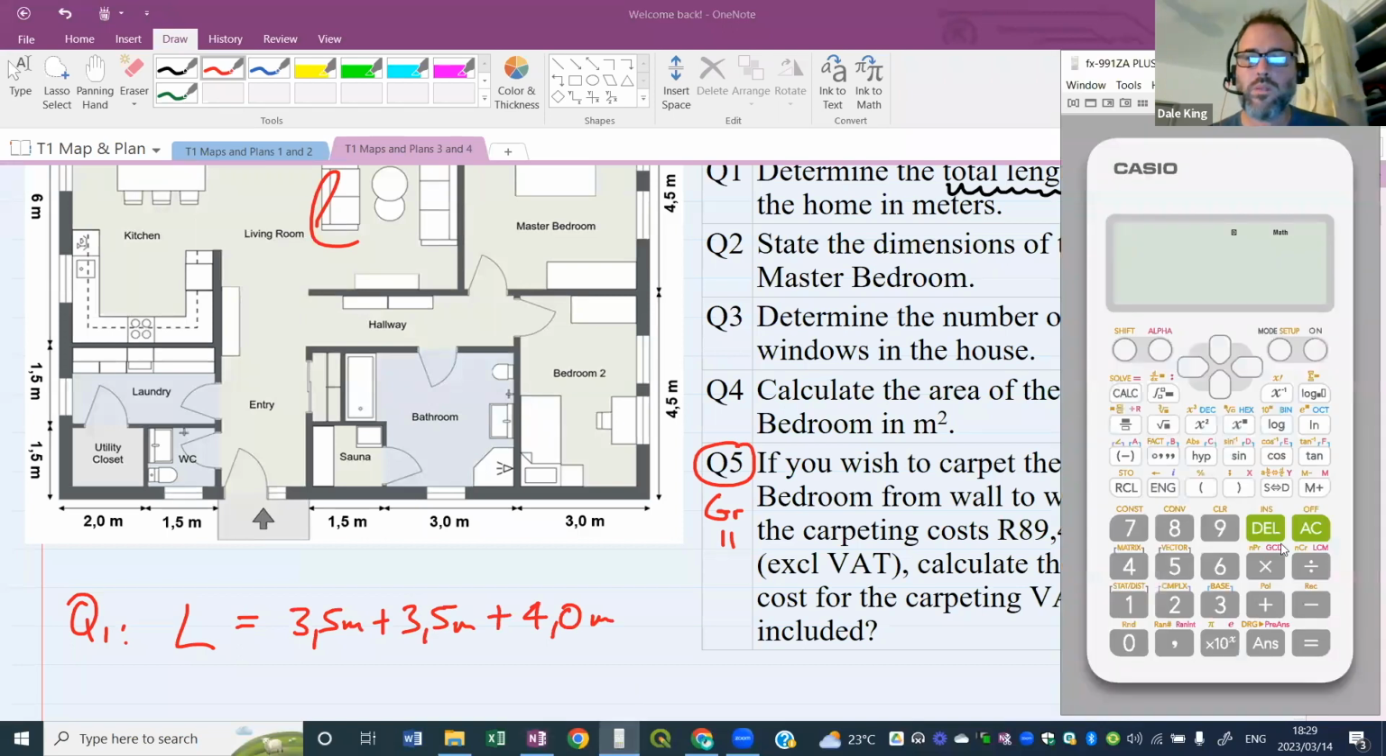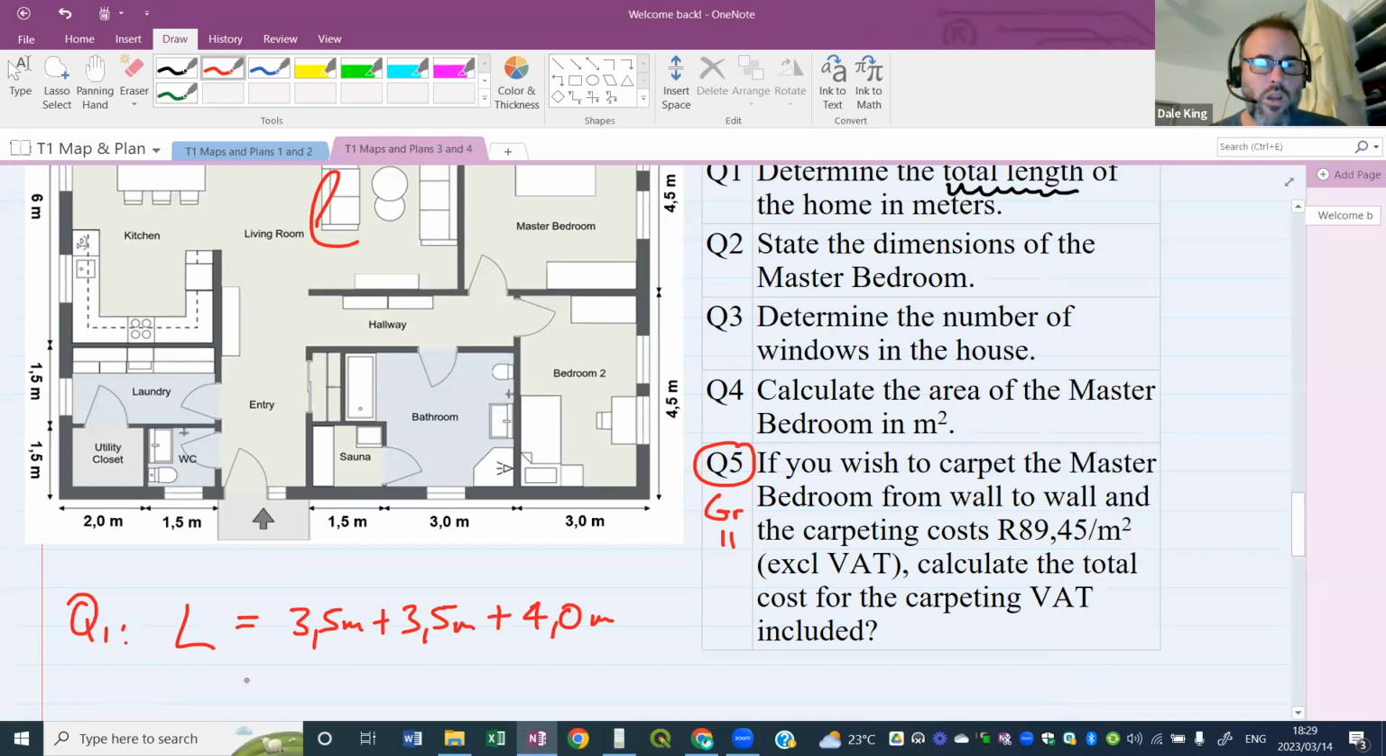All right, so let's put that on the calculator. So 3.5 plus 3.5 plus 4. All right, 11. There we go. So it's 11 meters long. The house is 11 meters long.